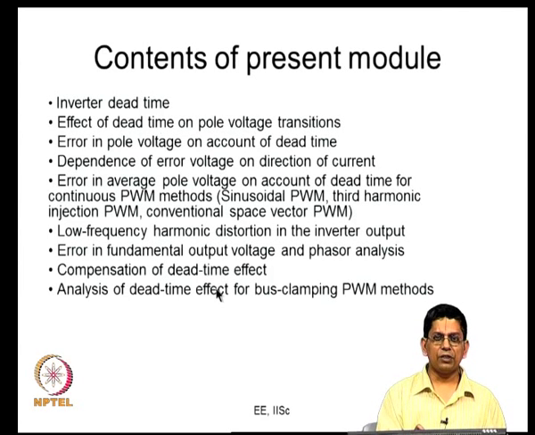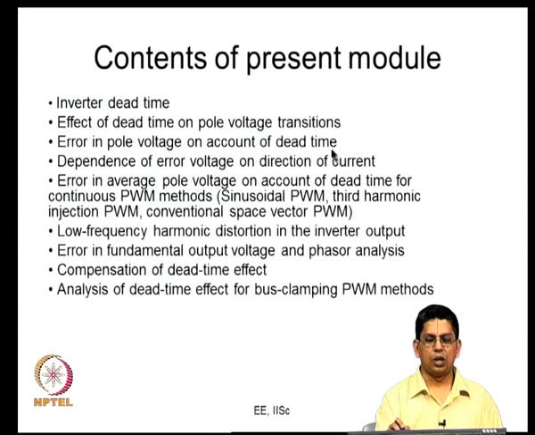Then when you have the so called dead time, it makes some change to the pole voltage transitions. What do you mean by pole voltage? Pole stands for the pole of a single pole double throw switch, that is every leg is a single pole double throw switch, and the midpoint is a pole. So, the voltage at the pole is what is pole voltage, and in this course when we say pole voltage we normally mean the voltage at the midpoint of the leg measured with respect to the midpoint of the DC bus.